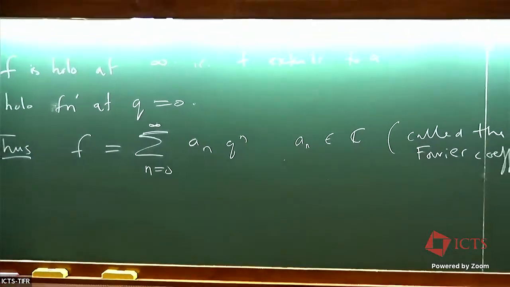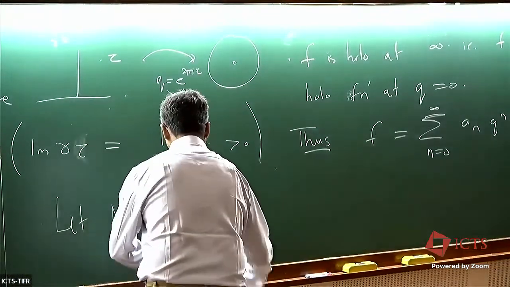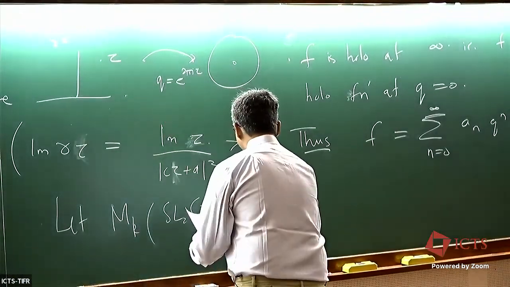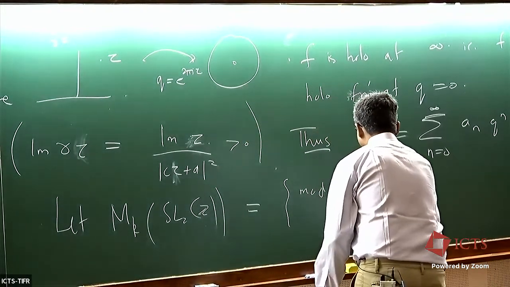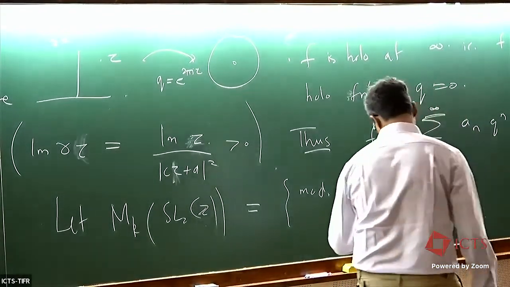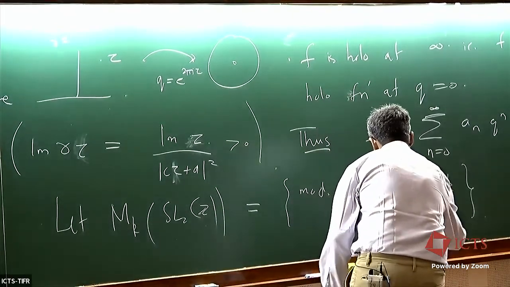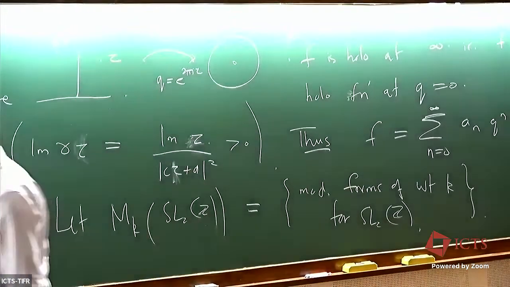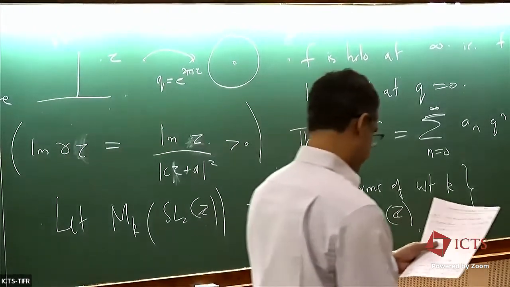So let's make the following definition, notation. M_k(SL2Z) is going to be all the modular forms of weight k for SL2Z. You can add two things, even multiply two things, but the weight changes, adds, forms a ring. And you can also multiply by scalars. So this is just a vector space if you fix the weight k.